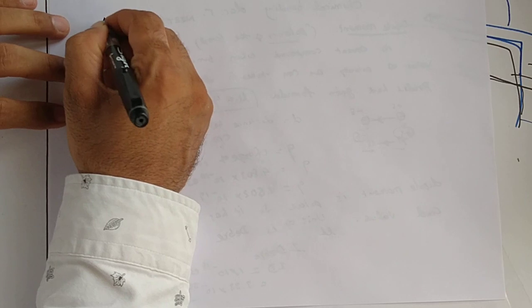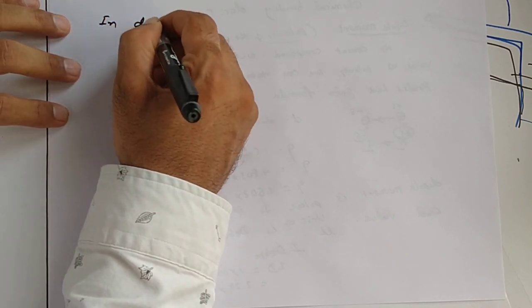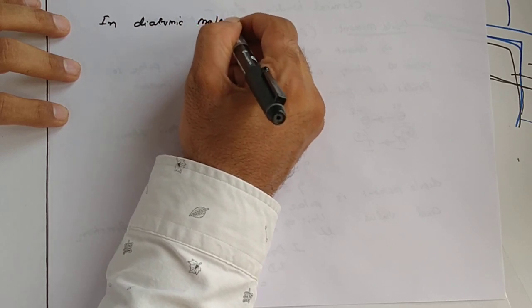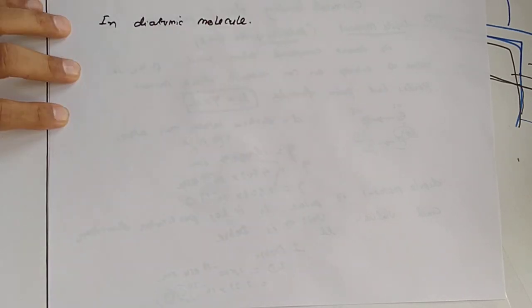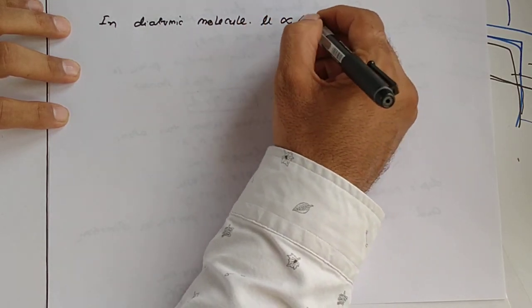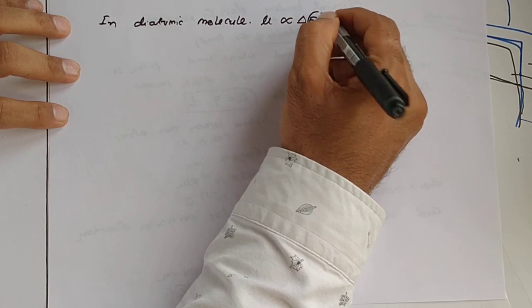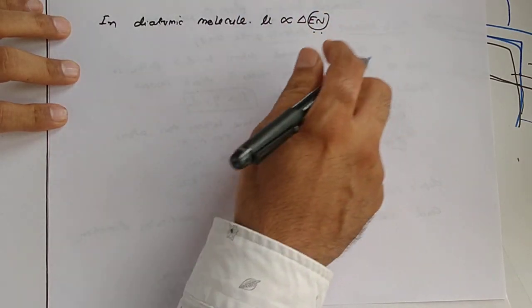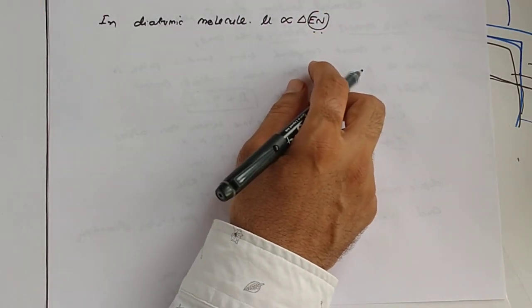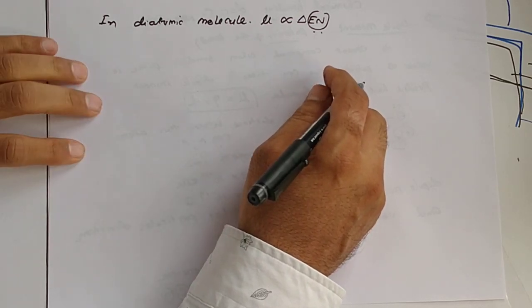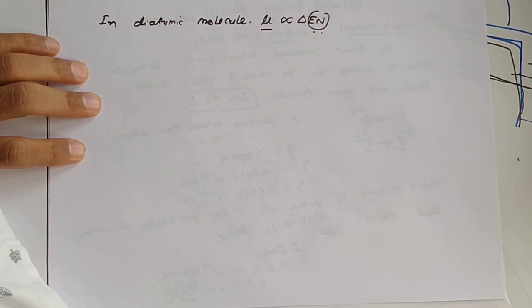In a diatomic molecule, mu is directly proportional to the difference in electronegativity of both atoms. It means whenever the electronegativity difference between two atoms is high, the dipole moment is high.